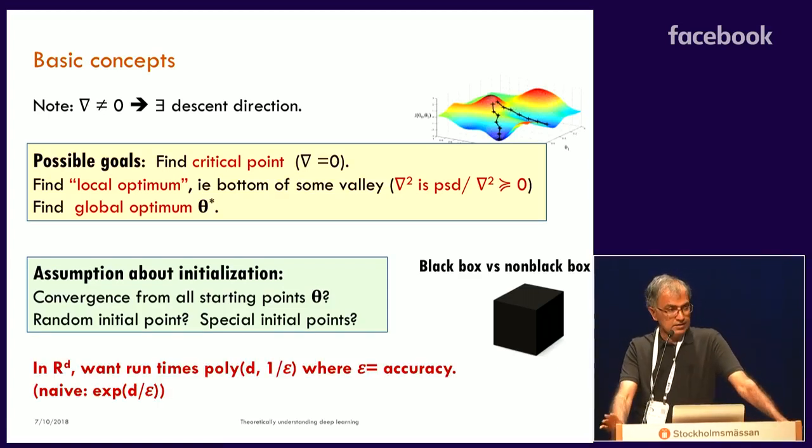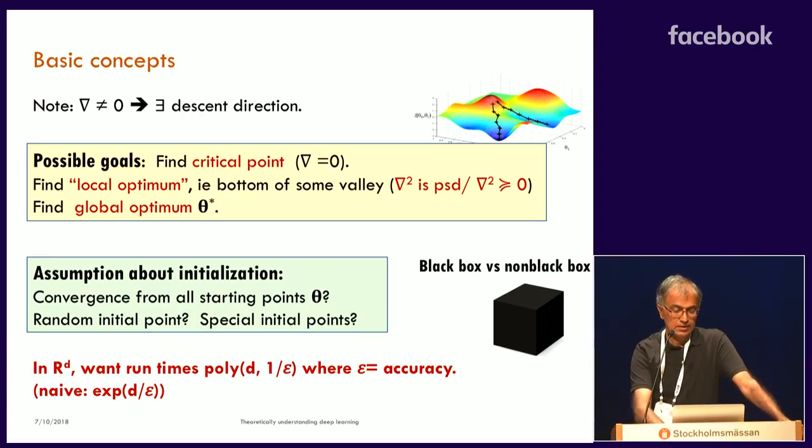An important point to make is that in theory, we are interested in provably efficient algorithms. If you have D parameters, so your optimization is in R^D, then you want running times polynomial in D and 1 over epsilon, where epsilon is the accuracy. That's just tradition in optimization theory. Obviously, you want low-degree polynomials, like linear or something like that. The important point to note is that the naive upper bound would be exponential in D over epsilon. And let me explain that.